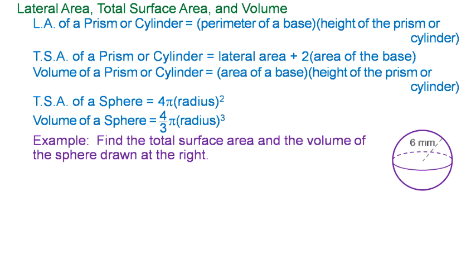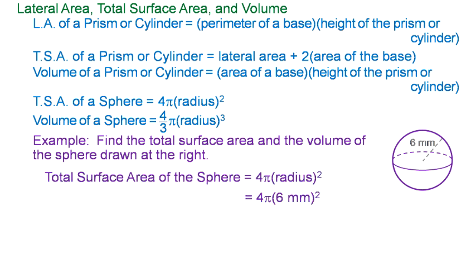For my last example, I'm going to find the total surface area and the volume of the sphere you see drawn here. As the formulas on the screen show, I can find the total surface area of a sphere by multiplying 4 pi times the square of the radius, and I can find the volume of a sphere by multiplying 4/3 pi times the cube of its radius. Since the radius of a sphere is equal to the distance from the center to a point on the outside of the sphere, I can say that the radius of the sphere must be equal to 6 millimeters.